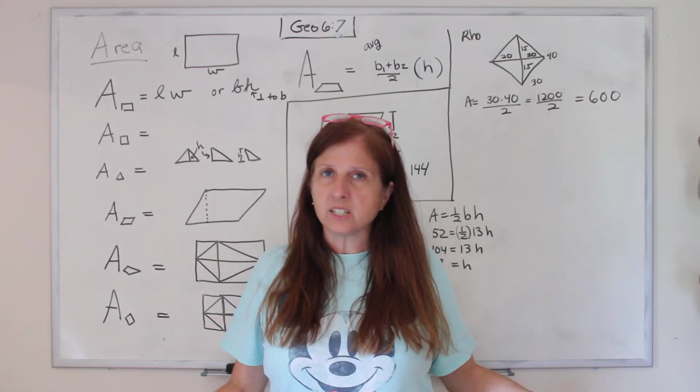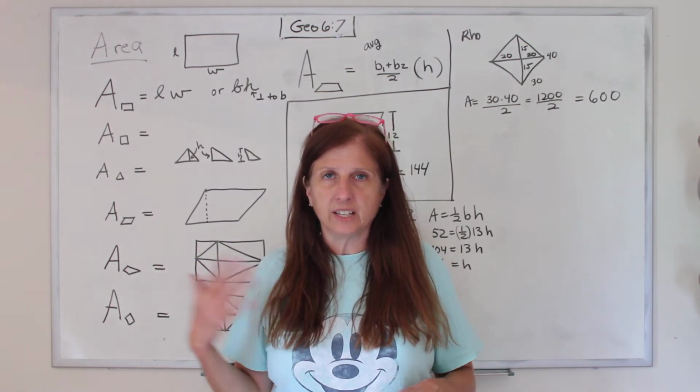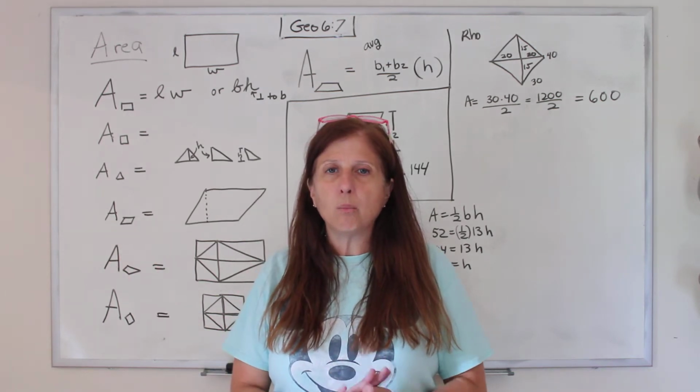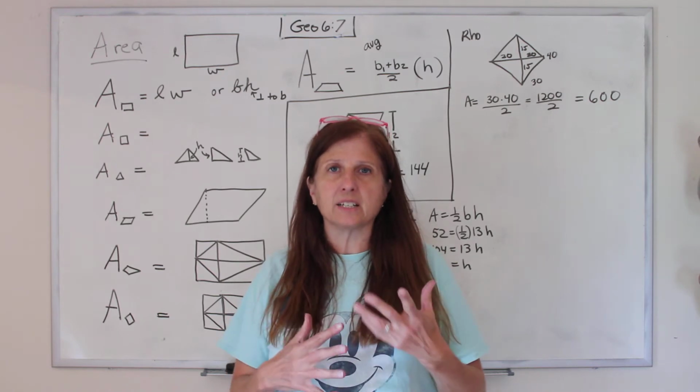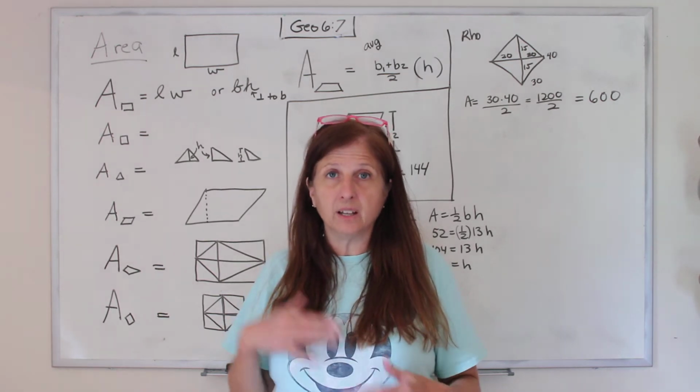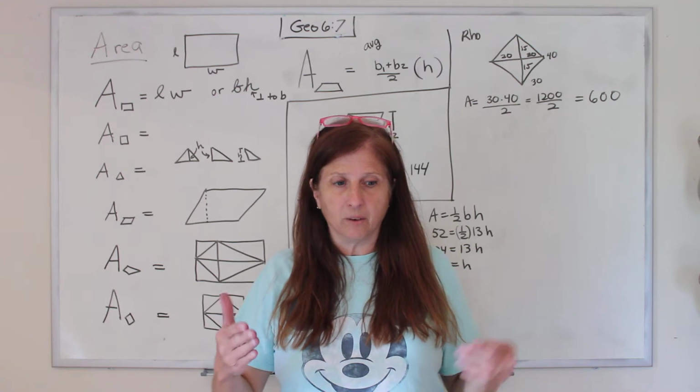That there are a bunch of different formulas for area of these shapes, but they really all boil down to the same thing. And if you understand the basics, even if you forgot the formula, you could MacGyver it. Now, what do I mean by that?